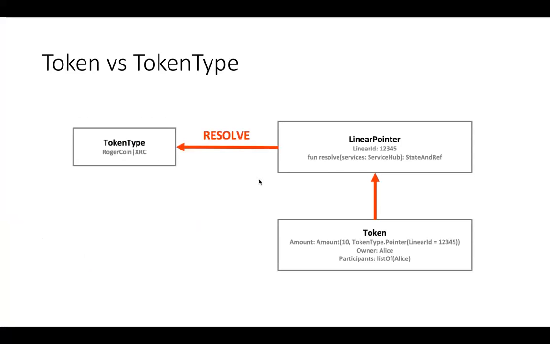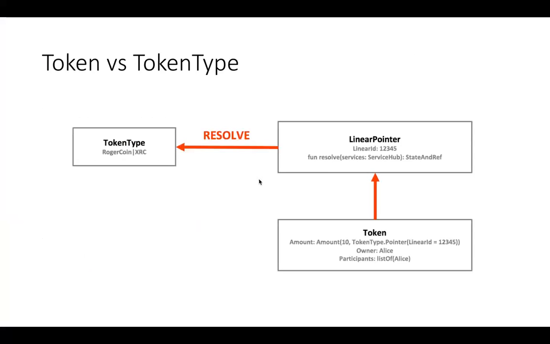But for things like equity and debt, I think there is a good reason to use a pointer to point to the definition of the token type, which can evolve separately to the token, which concerns who owns an amount of that particular token type. So that's really how it would work. And I'm working on putting that into the platform as we speak. But I think this is useful not just in tokens, but in other areas.